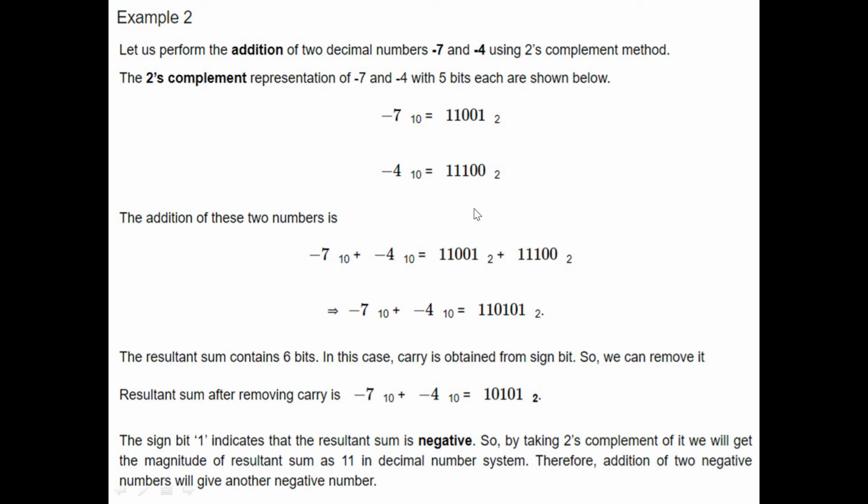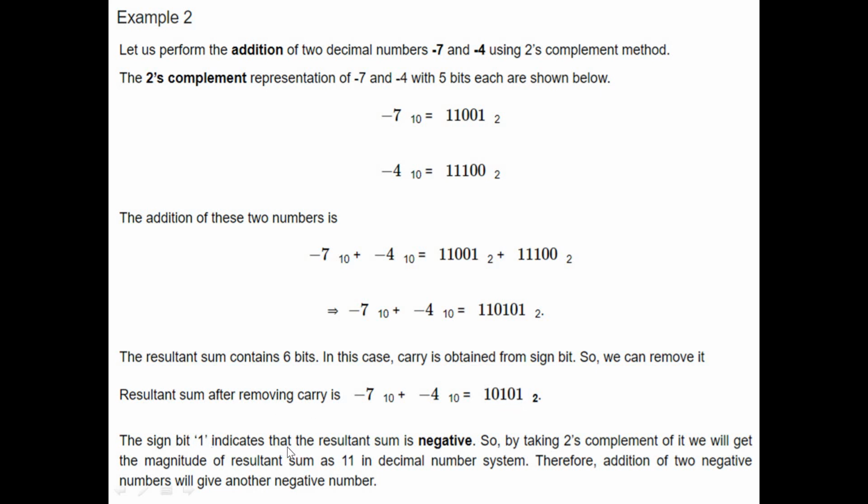Here both inputs are 5 bits each, but in this case we observe 6 bits, so the result sum contains 6 bits. In this case, a carry is obtained from the sign bit, so we can remove it. After removing the extra carry bit, the value is 1 0 1 0 1.